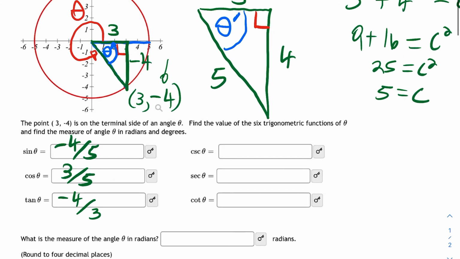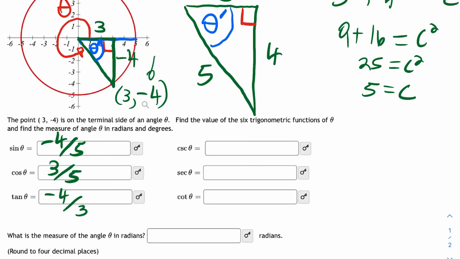All right, and then I'm moving on to the other trig functions, the cosecant, secant, and cotangent, which are just the reciprocals of the first 3. So the cosecant is the reciprocal of sine, 5 over -4. The secant is the reciprocal of cosine, 5 over 3. And the cotangent is the reciprocal of tangent, 3 over -4. And those are the 6 trig functions.